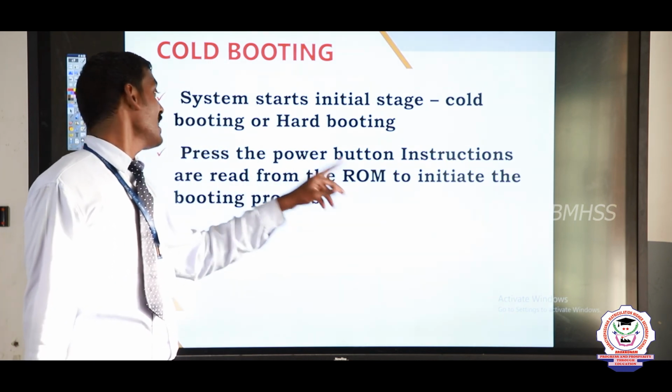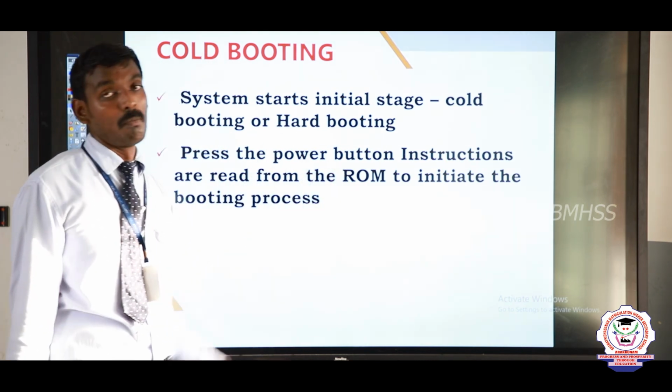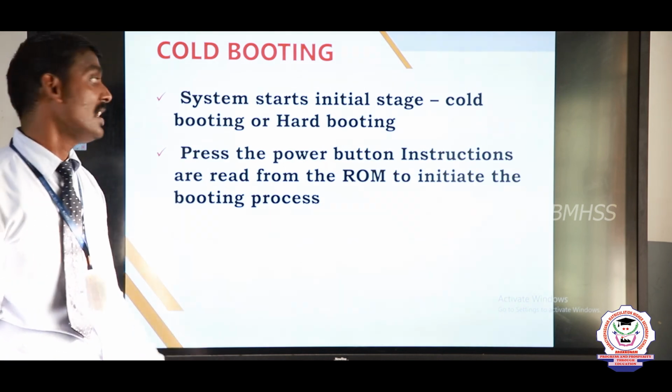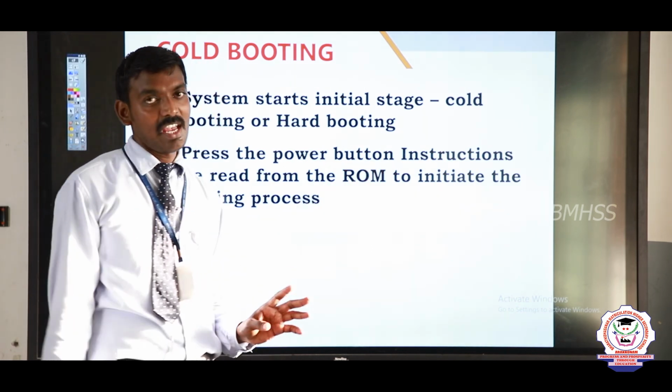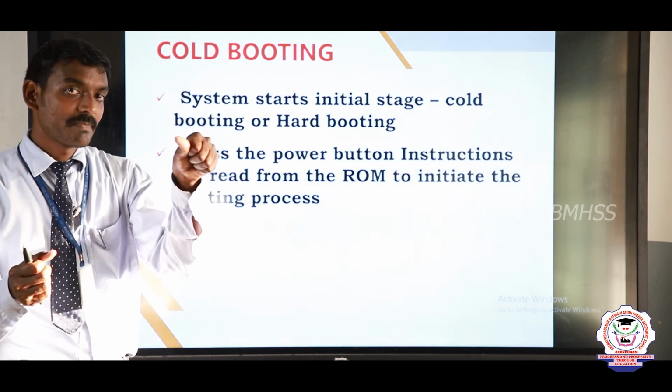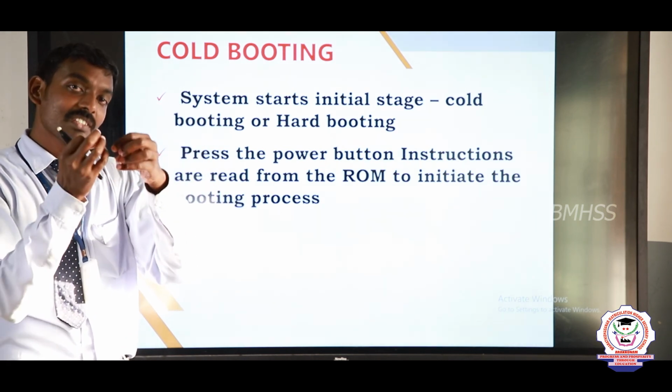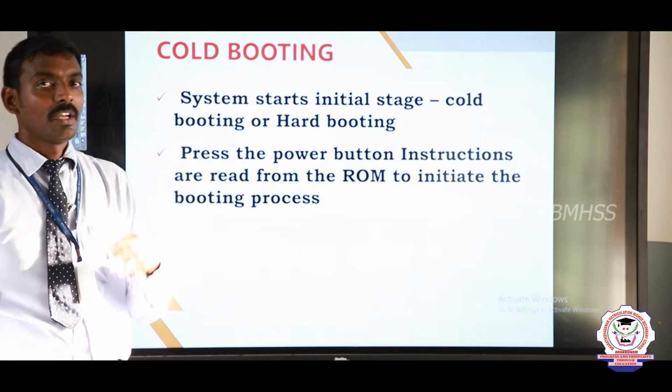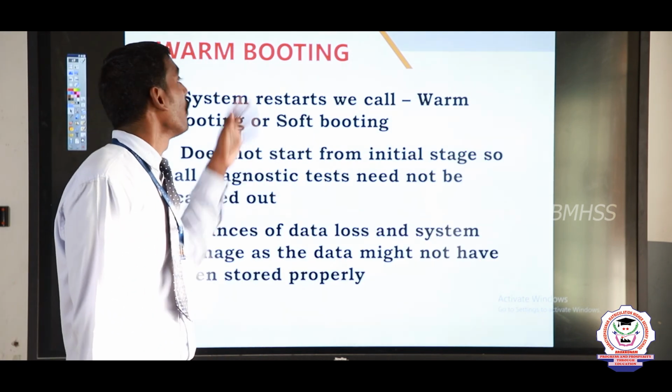Press the power button, and instructions are read from ROM. ROM means read only memory, and it initiates the booting process. When you press the power button, that switches on the CPU. All the instructions are read from ROM. Yes. Next one, warm booting.